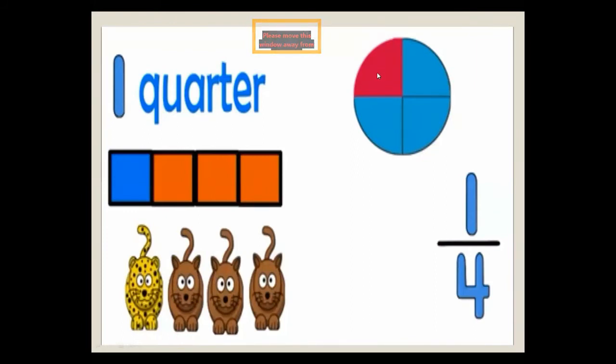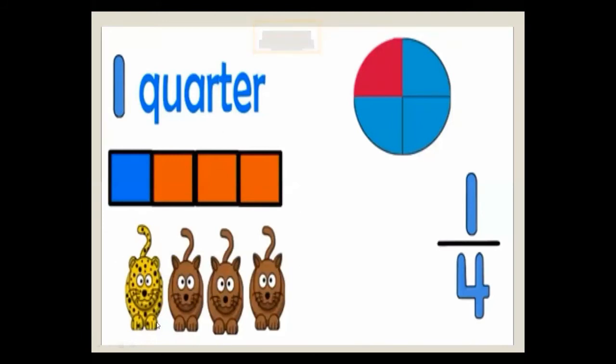It is showing 1 quarter. So we will write it 1 over 4 and we call it 1 quarter. It means one part is red and we have a total of 4 parts of one circle. So it is called 1 over 4, which means 1 quarter.